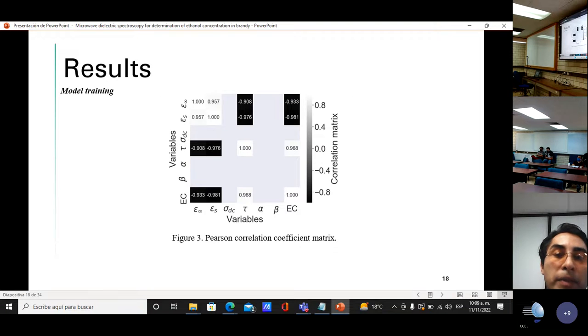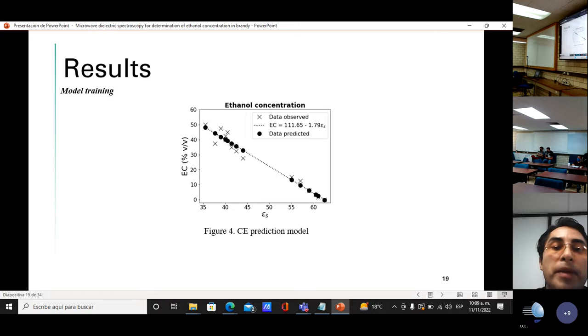For model training, we implemented the Pearson correlation coefficient matrix. And later, we implemented backward elimination during multiple linear regression. At the end of this process, we selected the parameter called the dielectric constant under DC. In figure 4, we present the ethanol concentration prediction model.